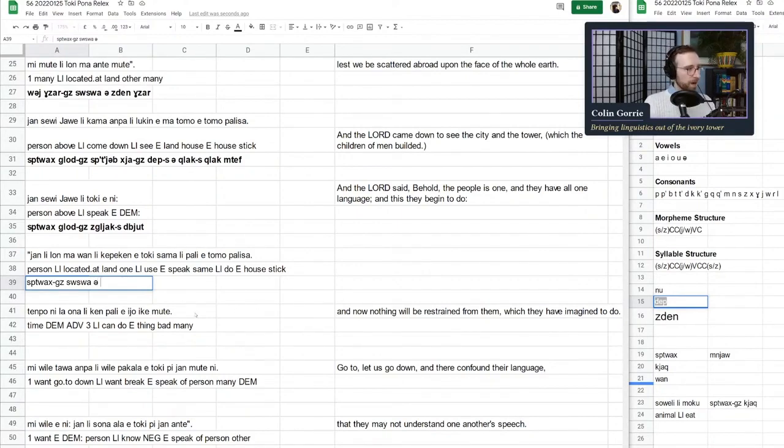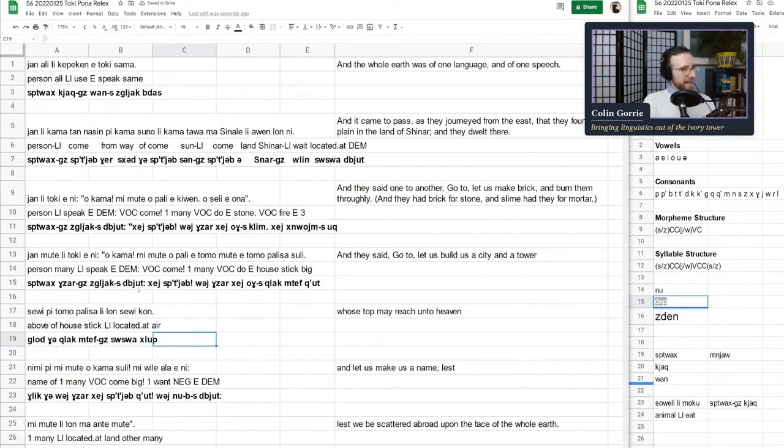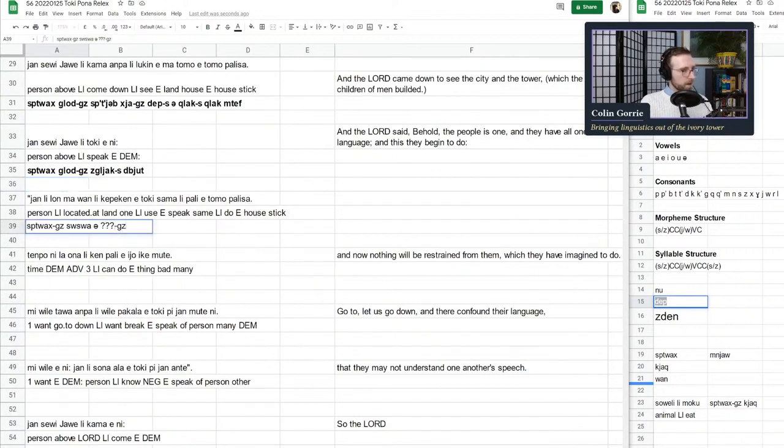We need a word for one. And then we have gz here. We need a word for use, which we already have, I think. We already have this, don't we? Yes. One. Once. Zgliak.